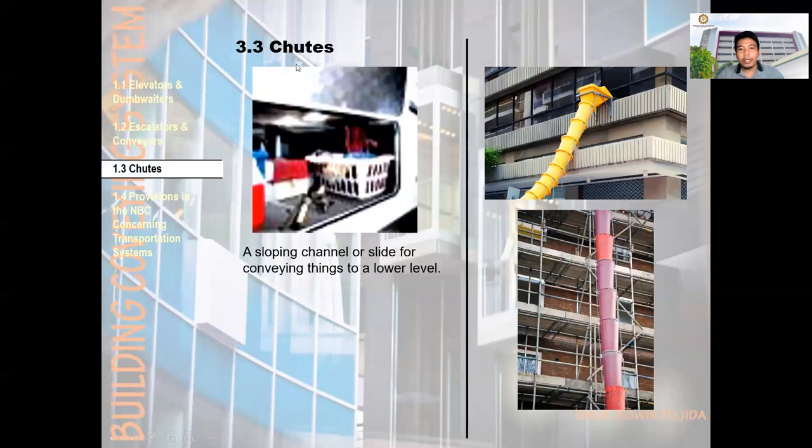Next, you have chutes. It is a sloping channel or slide for conveying things to a lower level. So this is an example of chutes. Maybe you can have linen, so you put linen from the upper level to the ground. Mostly this is used in construction for materials handling, or garbage from each floor goes to the chutes so that they can minimize the travel time from one floor to another.